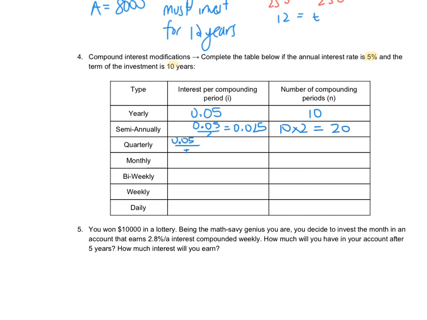0.05 divided by 4, because this is 4 times a year. And you can leave the fraction or write 0.0125. I don't want you to cut any decimals, so if it's easier to keep it as a fraction, keep it as a fraction. And the number of compounding periods, it's 4 times a year, so 10 times 4 is 40. So I want you to try to finish off this table for monthly, bi-weekly, weekly, and daily, and then come back to the video to check your work.